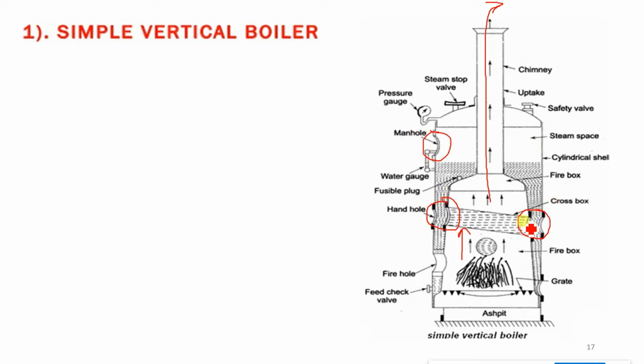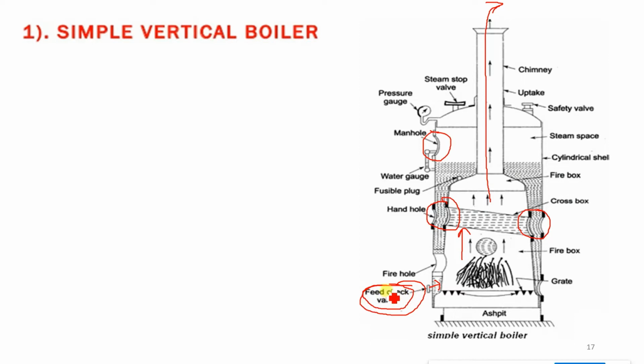I have explained the construction and working of it. Now I will explain the mountings provided on it. Feed check valve. The feed check valve is used to supply water to the boiler. During working, water evaporates and converts into steam, so the water level decreases. As the water level decreases, we need to supply water, and water is supplied to the boiler through the feed check valve.